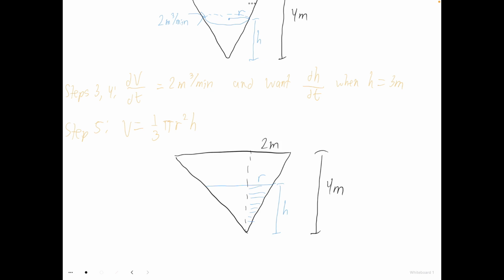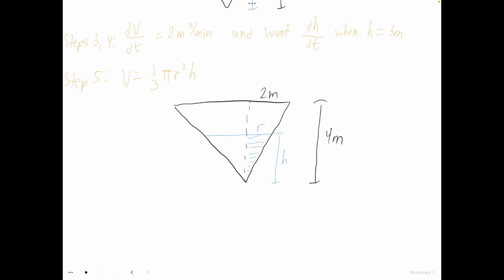And so what we're going to do is we're going to use similar triangles. Similar triangles says that corresponding sides are related in a ratio. And so if I look at r divided by 2, that's the same as h divided by 4. And so r divided by 2 equals h divided by 4. That's just how similar triangles work.